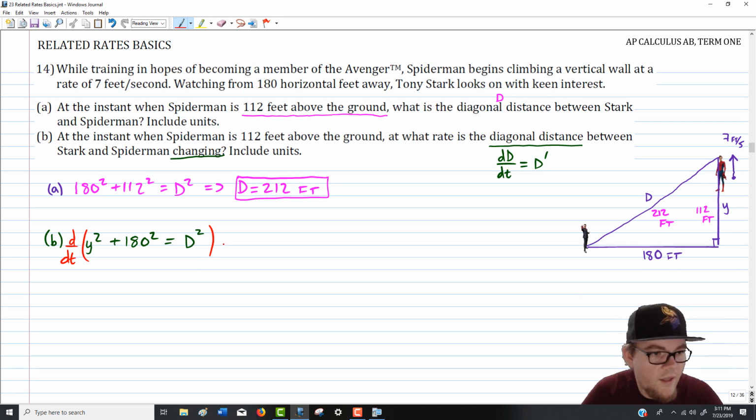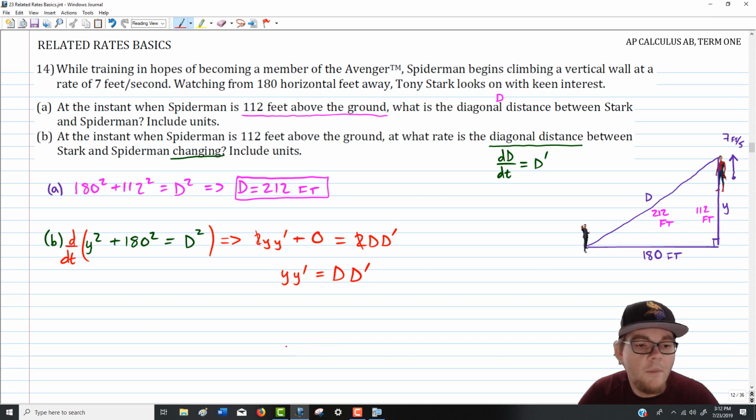Knowing that we're differentiating with respect to t, and there are no t's in the equation, we can differentiate and get 2y times dy/dt plus 0, because 180 squared is just a number, so it's constant, and its rate of change, or derivative, is 0. On the other side, we get 2 capital D times D prime. If we divide both sides by 2, we get that y times y prime is equal to D times D prime. So good stuff so far.